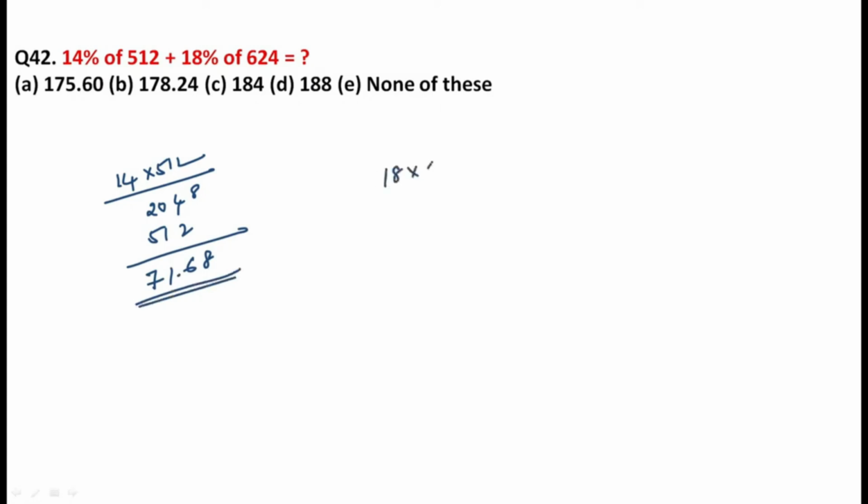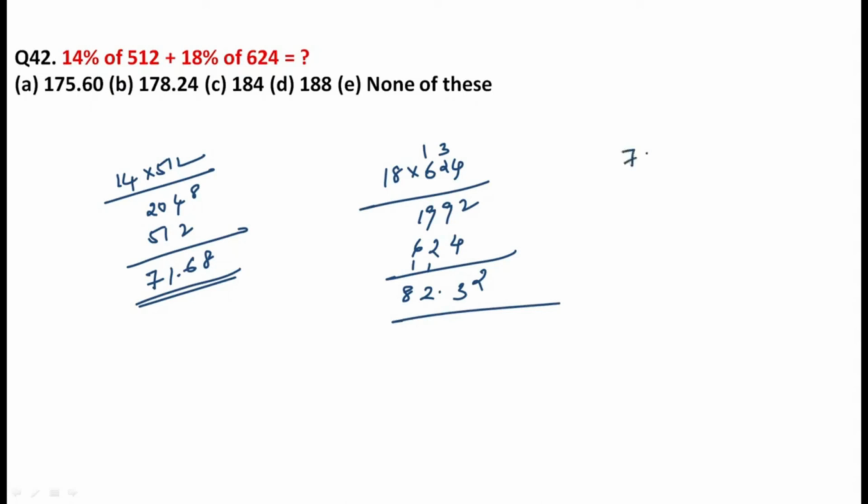In the same way, be faster in the calculation. 18 into 624. So 8 4s are 32, 8 2s are 16, 16 plus 3 is equal to 19, 6 3s are 18, 18 plus 1 is equal to 19. The same way 4, 2, 6 here, the 2, 13, 2, and carry forward 6 plus 1, 7, 80. So 82.32. Now you can simply add 71.68 and 82.32. Now the value becomes 0 here. So here 2 plus 1, 3, 3 plus 1 is equal to 4.